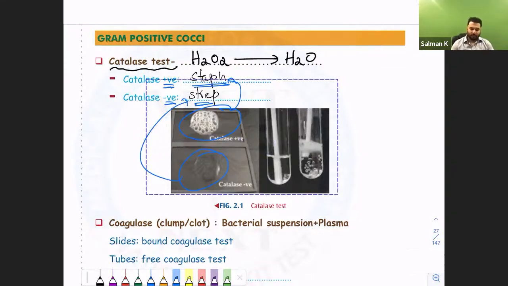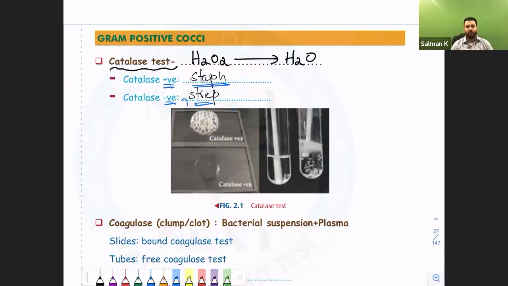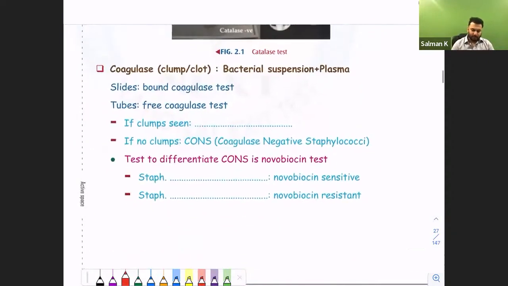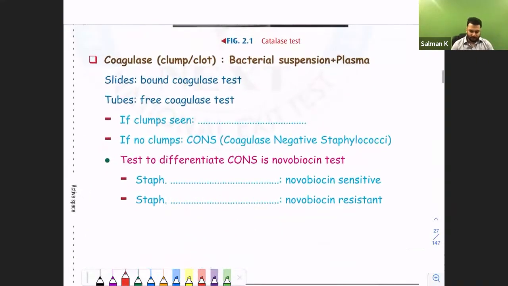Done. Once you have confirmed whether they are staph or strep, the next thing is to know which species they are. For this, let's assume you saw bubbles, staph. Now here we are, the coagulase test. Next one in the list is the coagulase test, where you're going to look for clumps or clots.